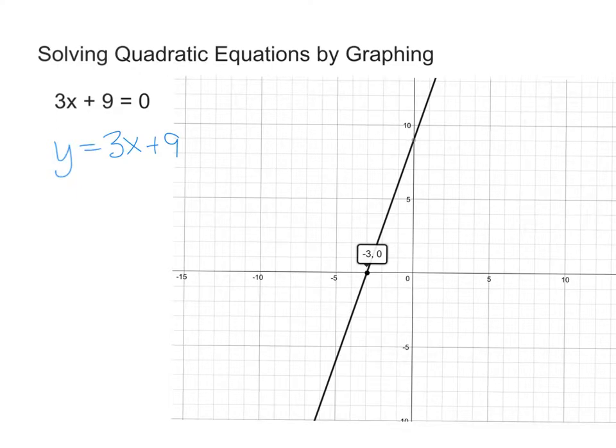And it's linear, right? It has a y-intercept of 9 and a slope of 3, so it looks like that one there. And you find the solution by looking at the x-intercept. So the x-intercept is at -3 and 0. -3 is the answer. So you can say x equals -3.